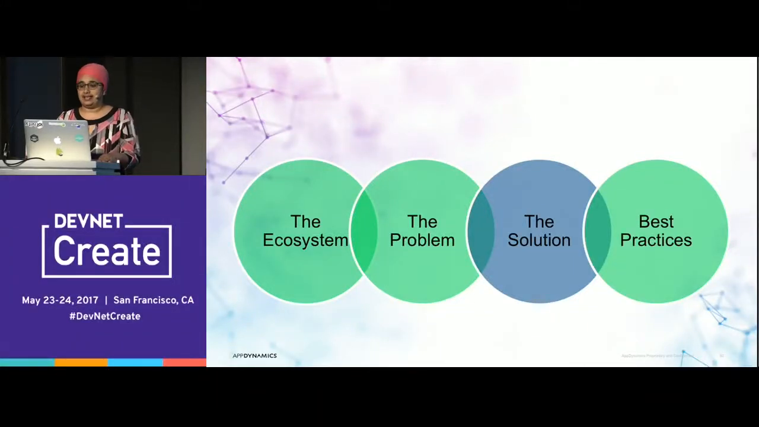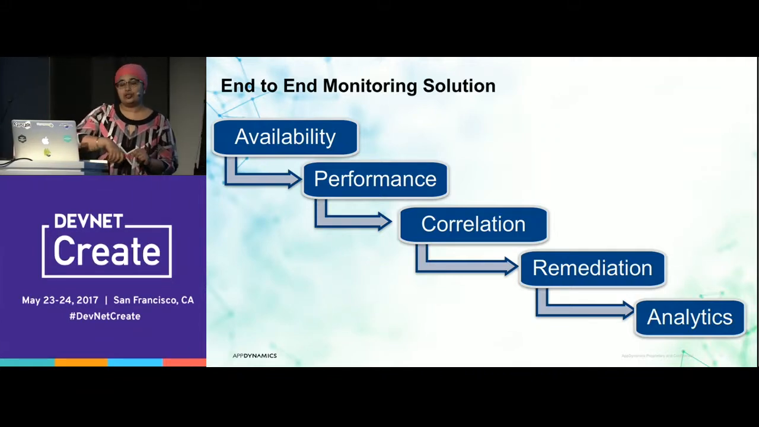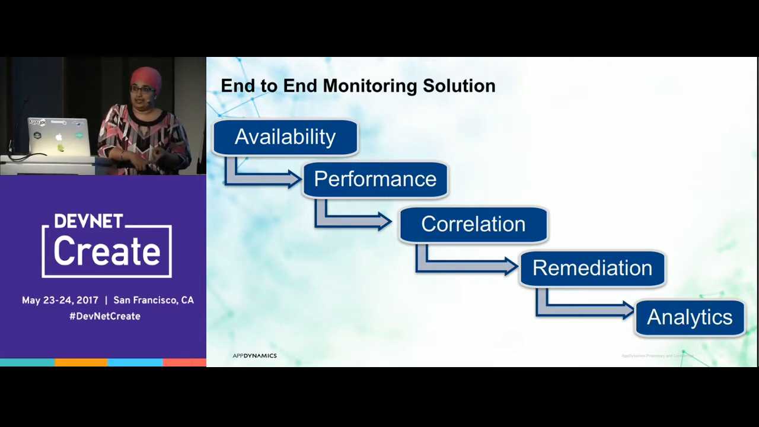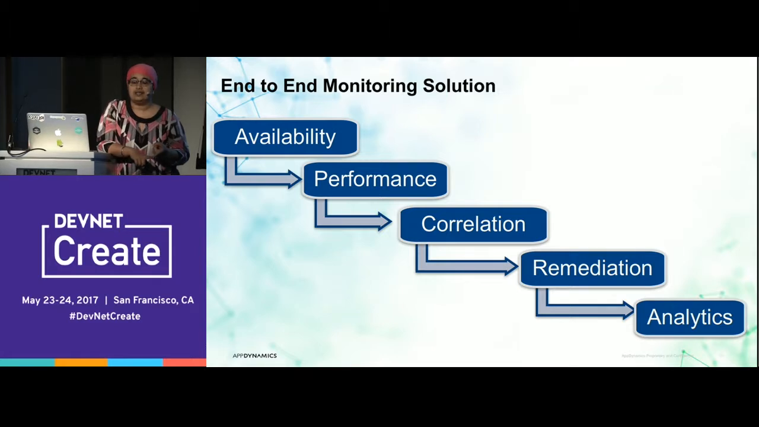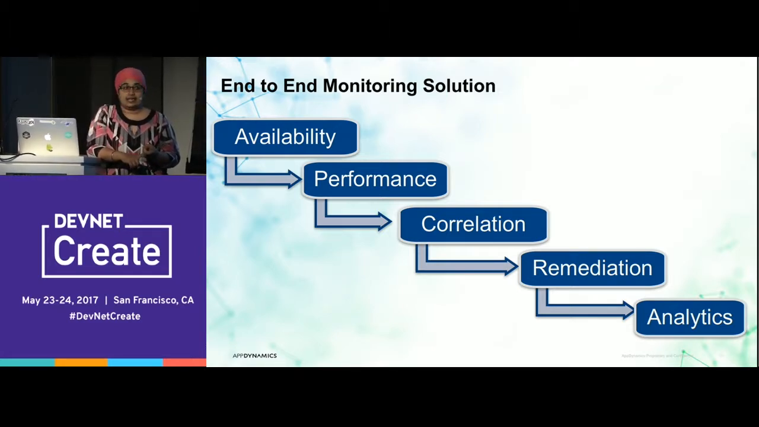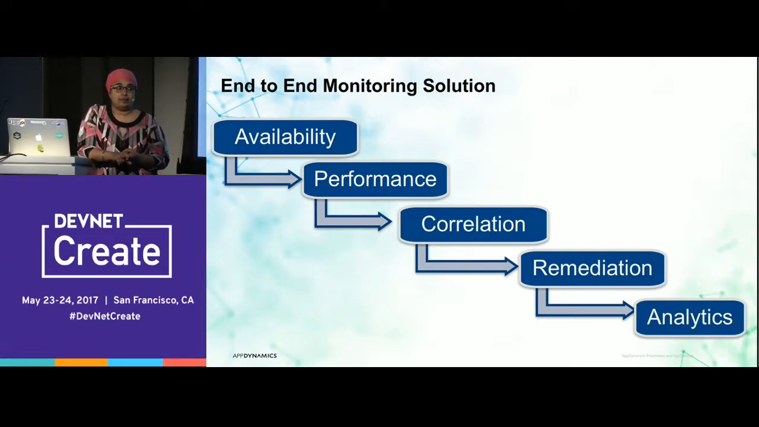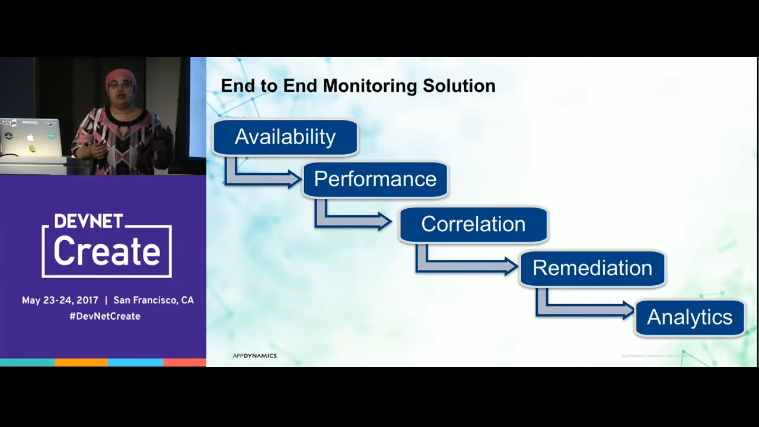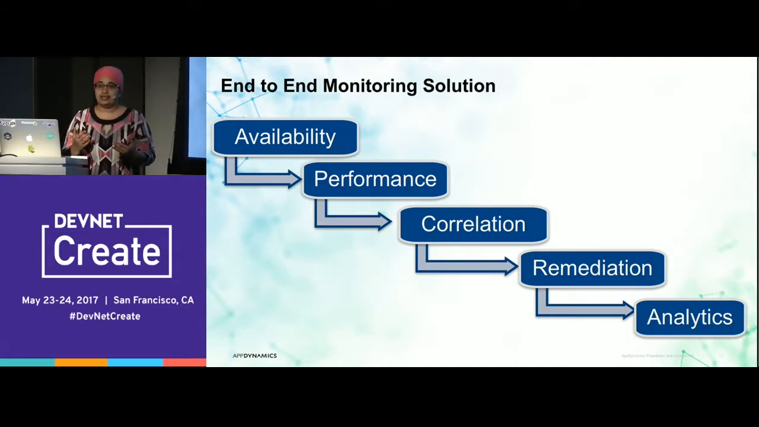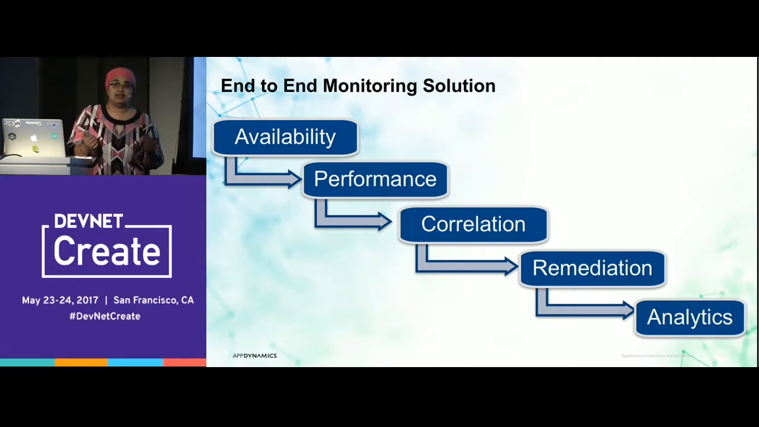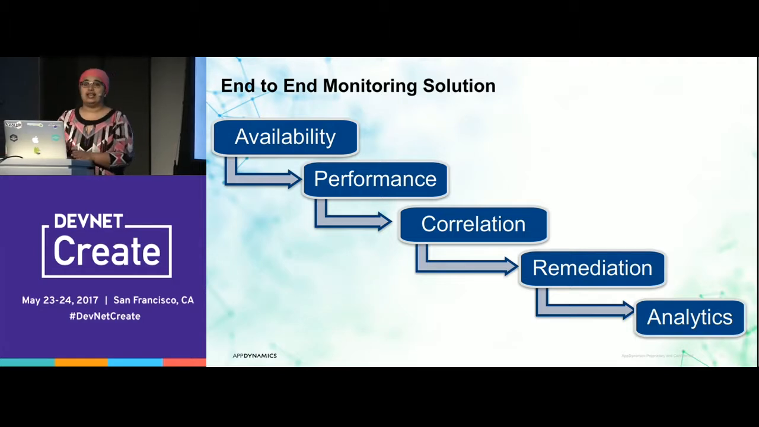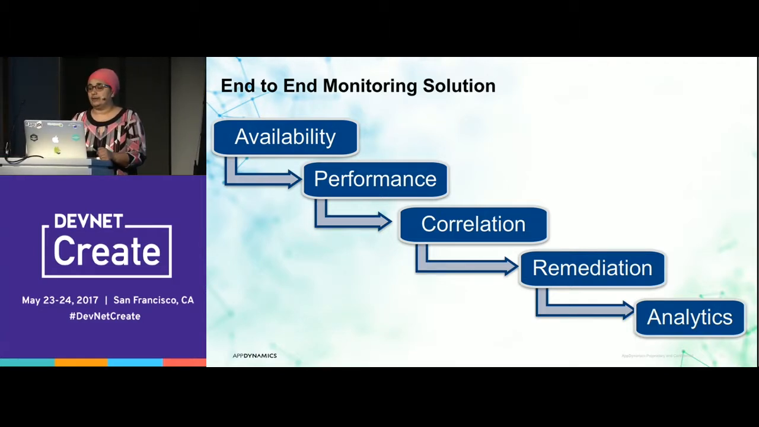So what are we really looking at? We are looking at an end-to-end monitoring solution, which not only tells us the availability of different parts of the system, whether they are the services or the end devices, it tells us how they are performing. We should be able to correlate the performance from different parts of the system. And then, of course, you should be able to have at least some tools to remediate it automatically. I don't think we expect everything to get remediated automatically. And then finally, you should be able to run analysis on it and come up with future best practices. So this looks like a good end-to-end monitoring solution.